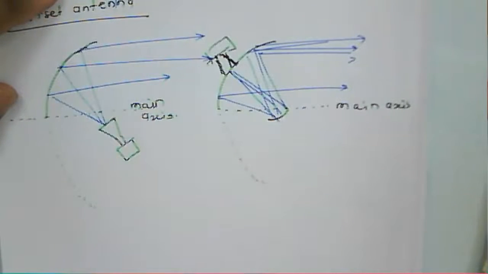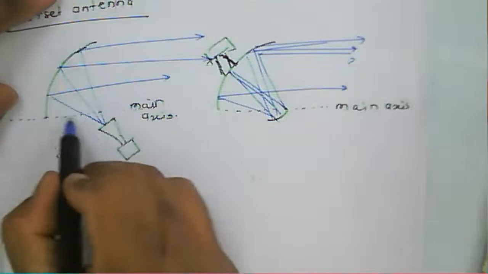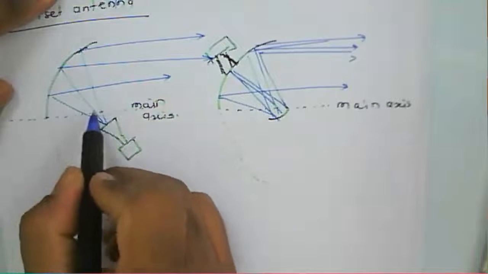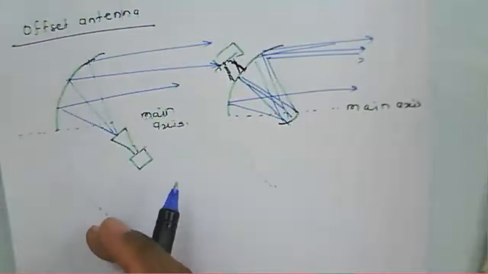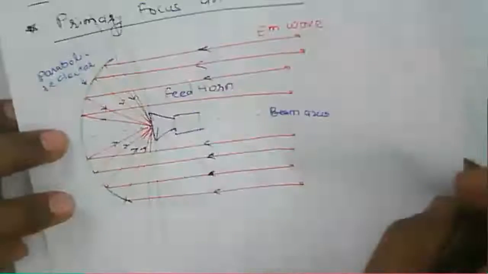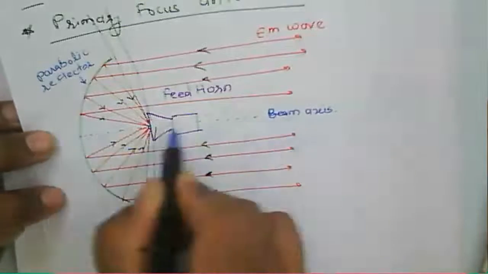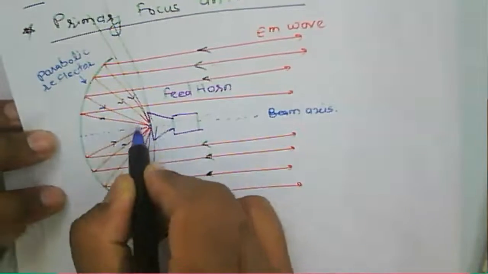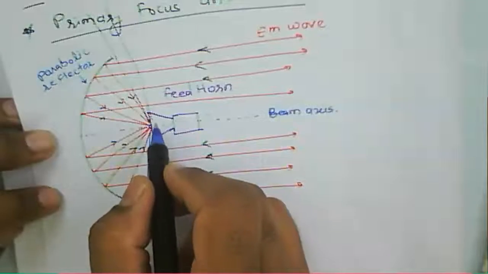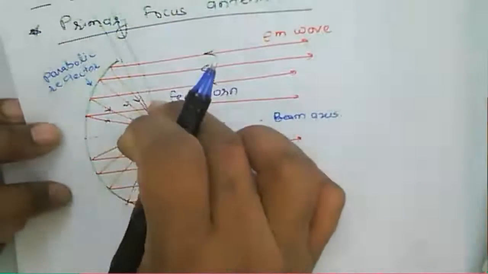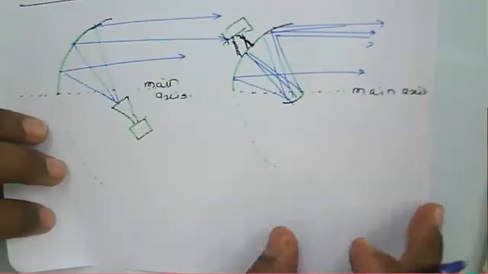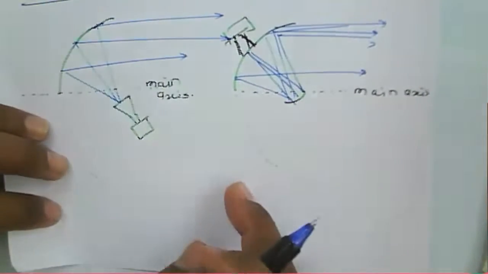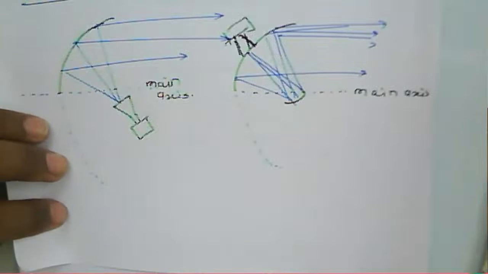Here, on this particular main axis, the primary feed antenna is not present. If you consider this as the main beam axis, in a conventional antenna the horn antenna is present there. But in an offset feed antenna, the horn antenna is not present on the main axis of the antenna. That is an offset antenna, or offset feed antenna.